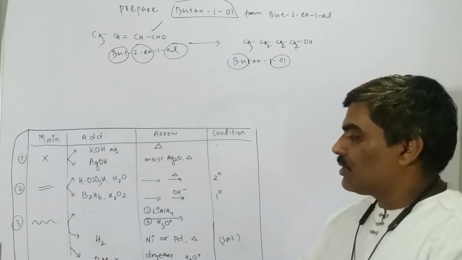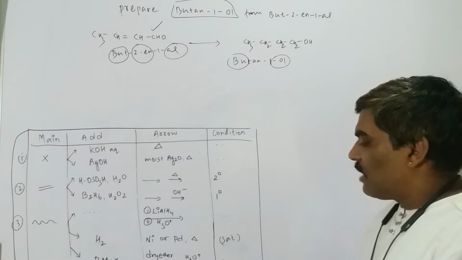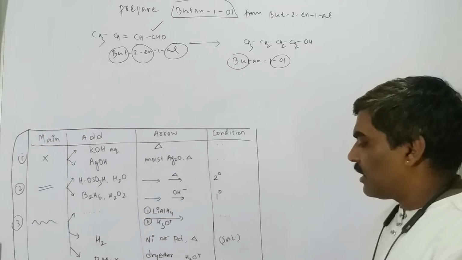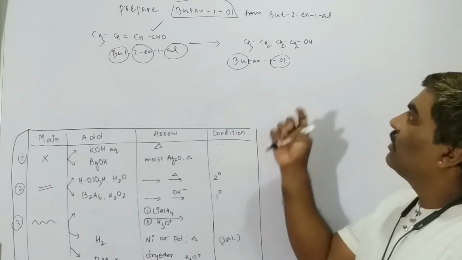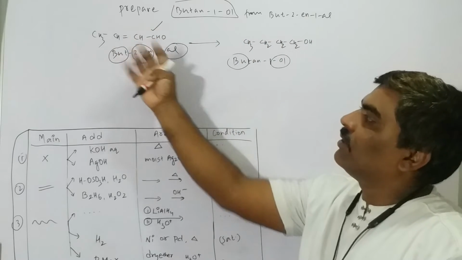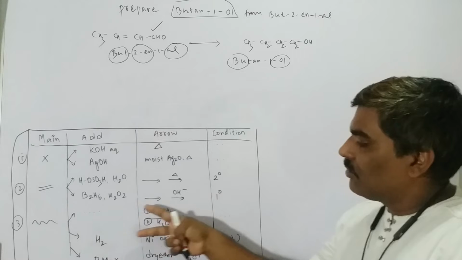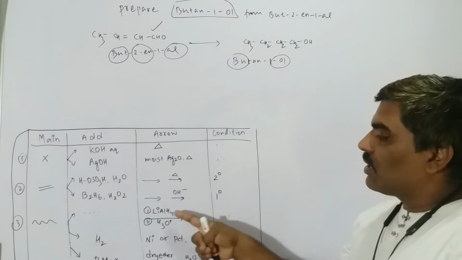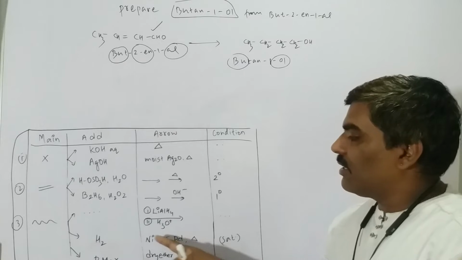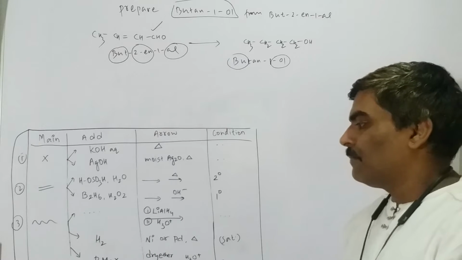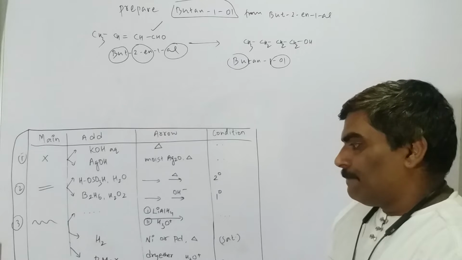See, we cannot use this Grignard. Why? Because the carbon of product and carbon of reactant are not equal. But here 4 carbon, same number of carbon. So 2 possibilities are there now. We can use lithium aluminum hydride or this catalytic hydrogenation. So now which one to use?